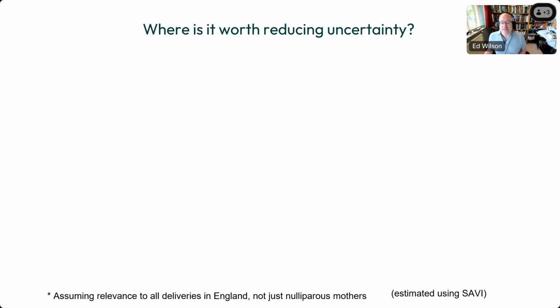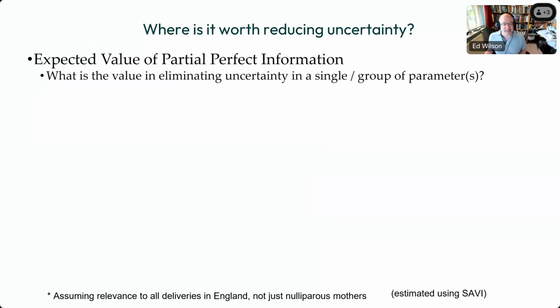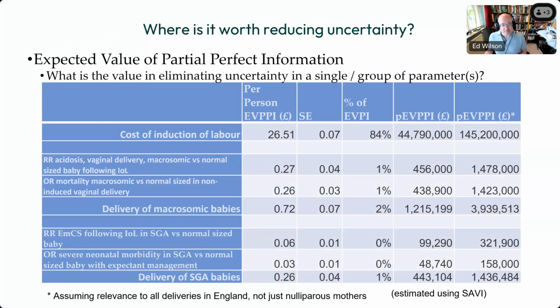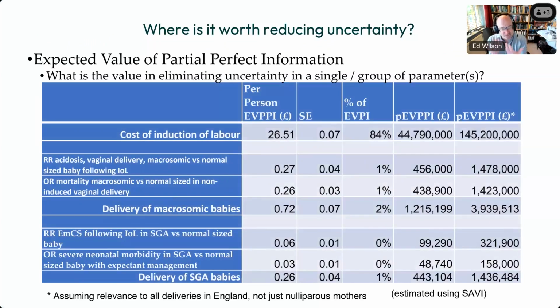Well, where is it worth reducing the uncertainty? So we look at the expected value of partial perfect information. The way I did this was to first look at every single parameter in the model, and it had this great long list, which wasn't particularly informative. So I divided it up. First of all, I eliminated everything where there was zero value, and that left about a dozen or so parameters in the model.